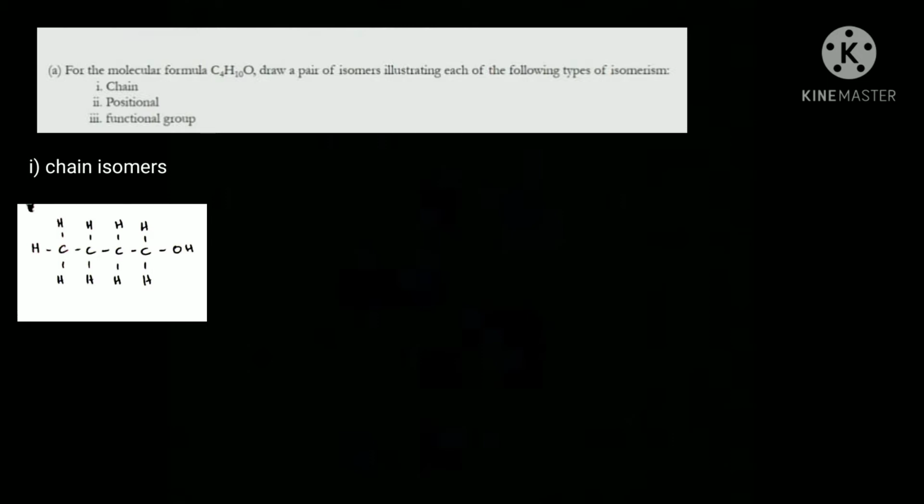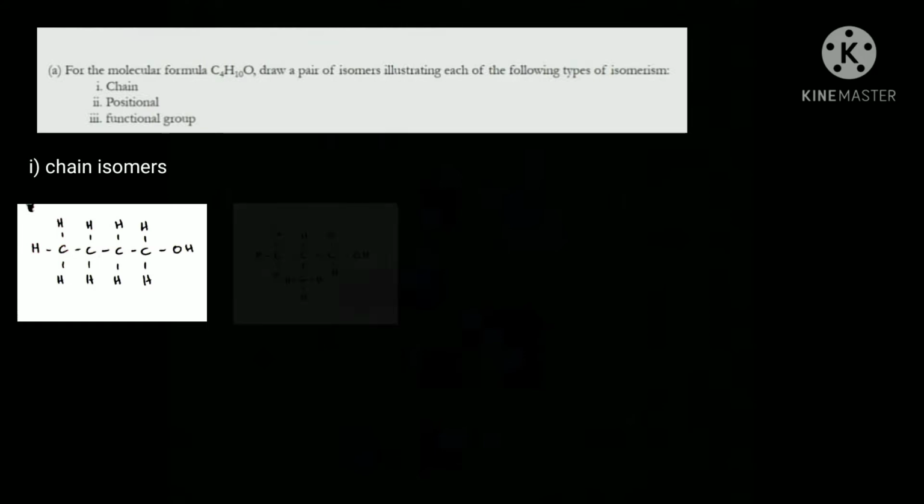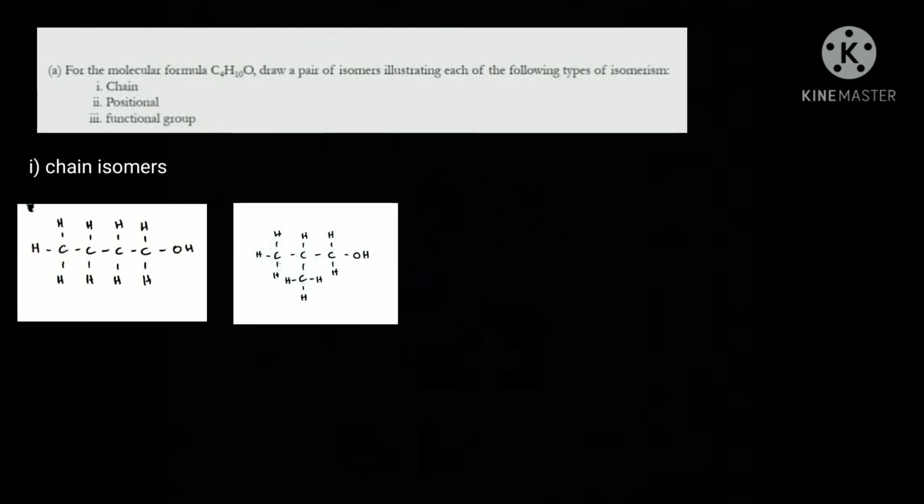C4H10O is alcohol, so we draw 4 carbon and we put the OH at the end of the first carbon. We fill the carbon with hydrogen. This is first chain isomers.